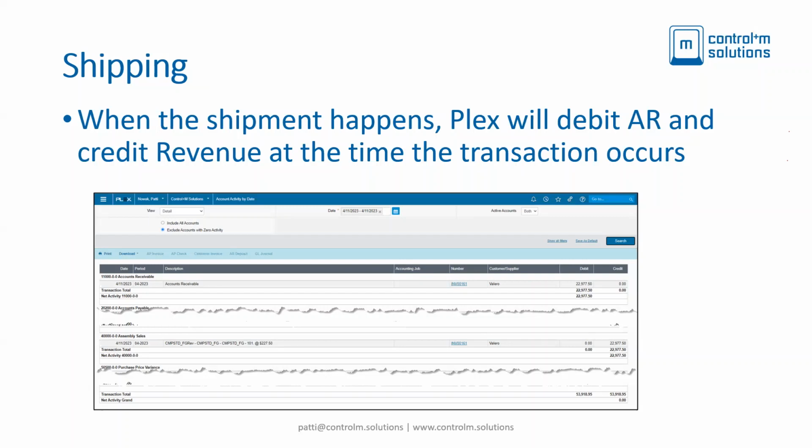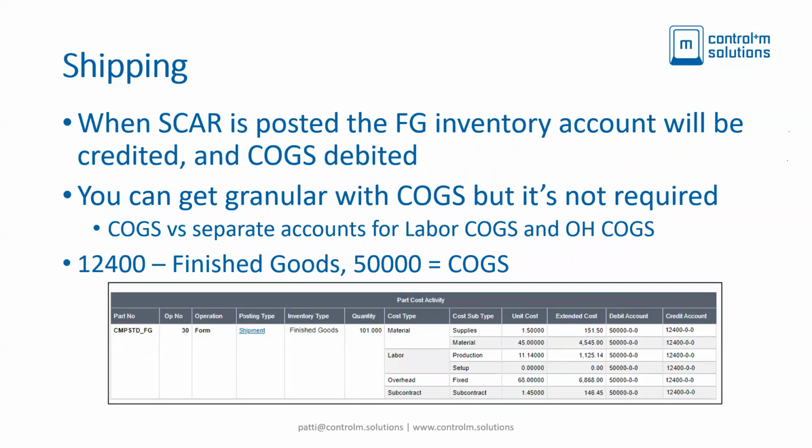But what the shipment doesn't do is reduce the inventory general ledger account. That hasn't changed yet. SCAR is going to do that for you. It's going to go back and book the cost of goods sold and then relieve that inventory account for us. On the posting of SCAR, the inventory general ledger account will be relieved and the cost of goods sold, or COGS, will be booked to the accounts defined in the cost account screen.